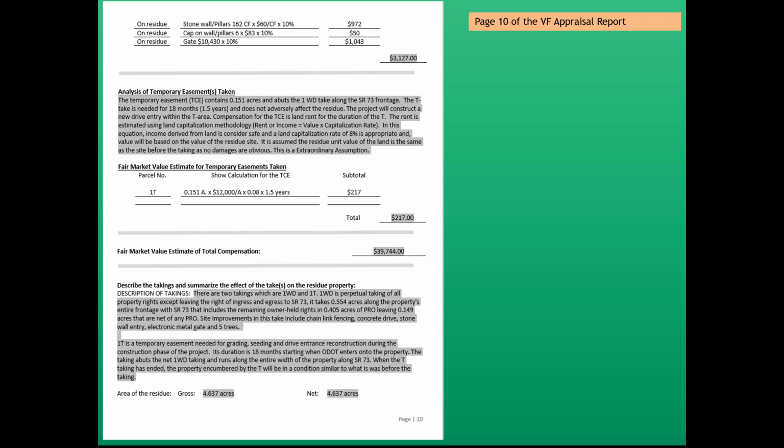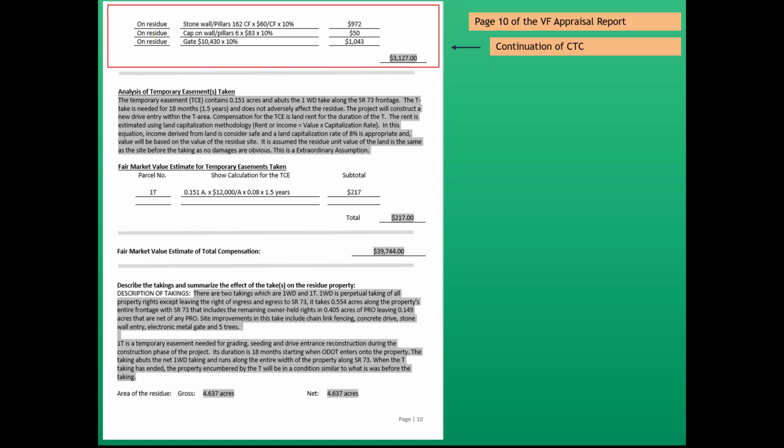Get on to the next page with nominal cost to cure. The stone walls, pillars, paid 90% for the part taken. Site improvements, we give them another 10%. That will give them enough money to replace, which is $972. Cap on the wall and pillars, $50, and the gate, $1,043. The total nominal cost to cure is $3,127.